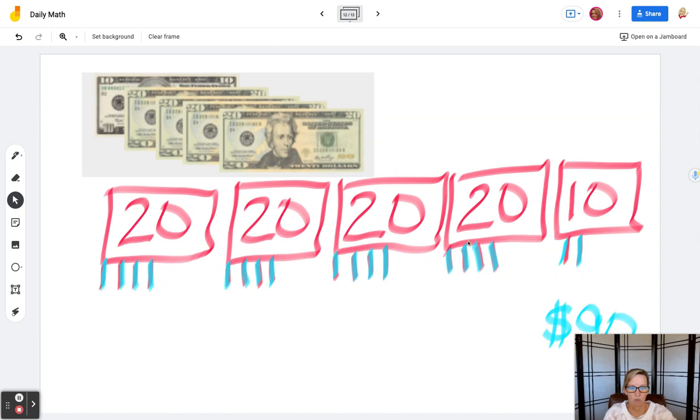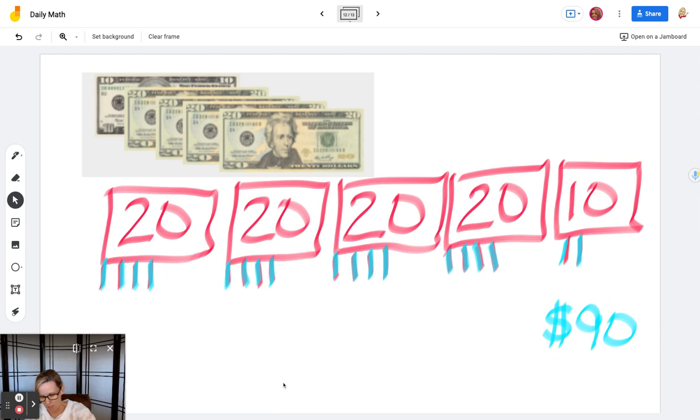Or in an easier way, we could just skip count by tens. So let's get a whole new color. We'll go with green this time. And let's just do it by tens. So instead of putting our hairy money as fives, we're going to put them as tens. So 10, 20, 10, 20, 10, 20, 10, 20, 10. And then we'll come back and count by tens. 10, 20, 30, 40, 50, 60, 70, 80, 90. And we got the same answer, $90.